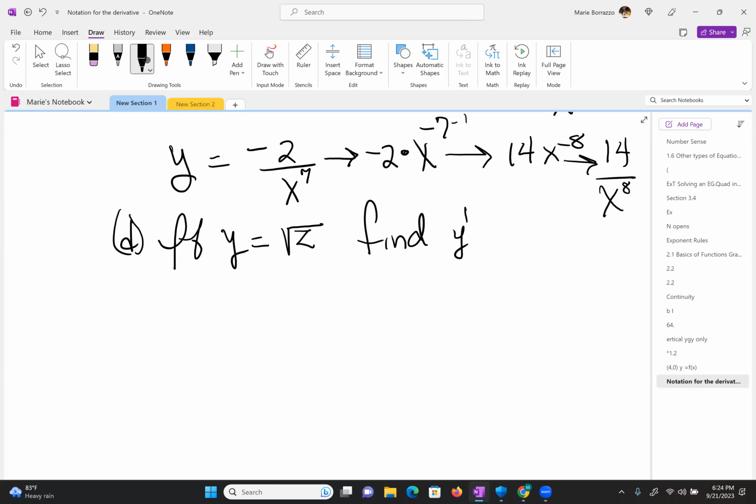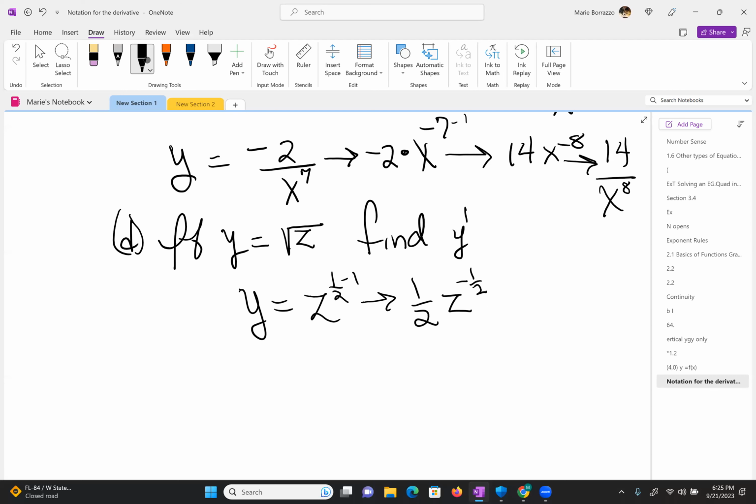Now, if you remember, any root is written as a fraction as an exponent. So this is really y equals z to the positive 1/2. That is the same thing as the radical. So the first step is you're going to multiply that value. So you're going to get 1/2 z. And remember, technically you have to take away 1. So this gives you negative 1/2.